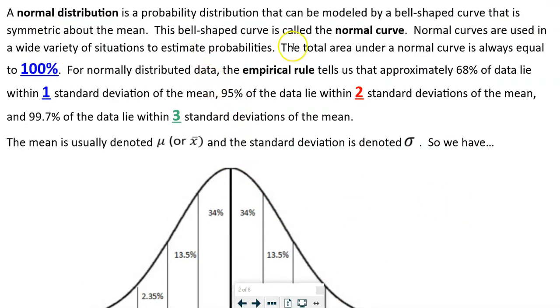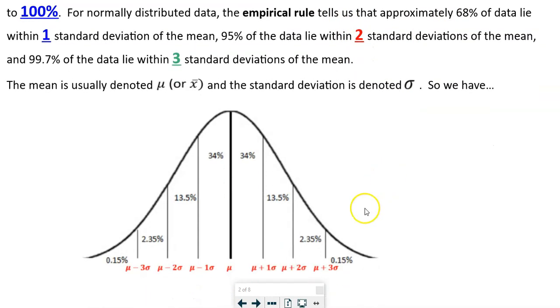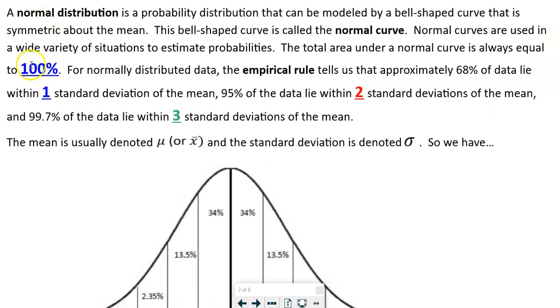Then the bell-shaped curve is what we call a normal curve, and normal curves are used in a wide variety of situations to estimate probabilities. The total area underneath this whole curve is 100%. So if we were to add up all these percentages, they would add up to 100%. So that's your first blank in your notes.